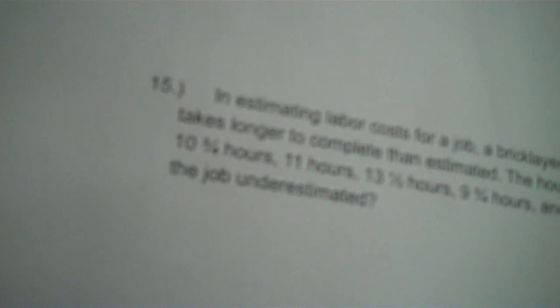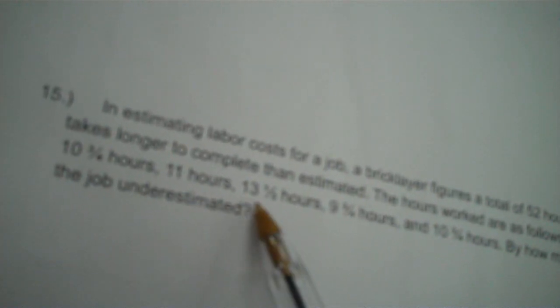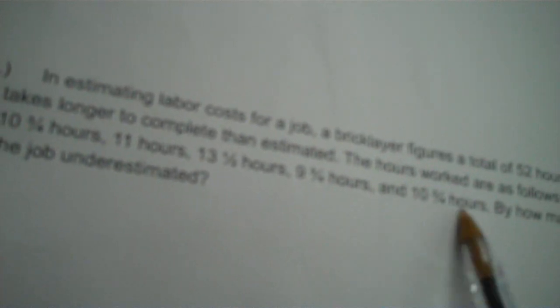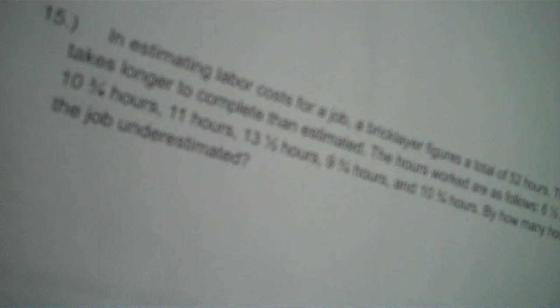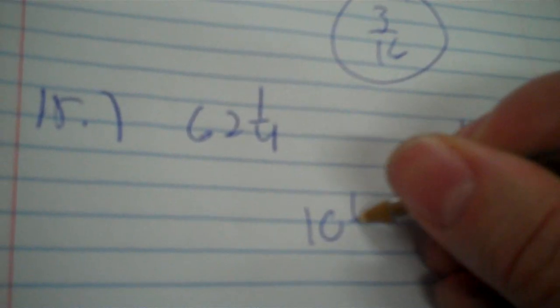In estimating labor costs for a job, a bricklayer figures a total of 52 hours. The job takes longer to complete than estimated. The hours worked are as follows: 6.5, 10 3/4, 11, 13.5, 9 3/4, 10 3/4. By how many hours was this job underestimated? Okay. Well, when you add the actual time it took, it's 62 1/4. Well, we thought it was only going to take 52. It was underestimated by 10 1/4 hours. Or 10 hours, 15 minutes, because a quarter of an hour is 15 minutes.